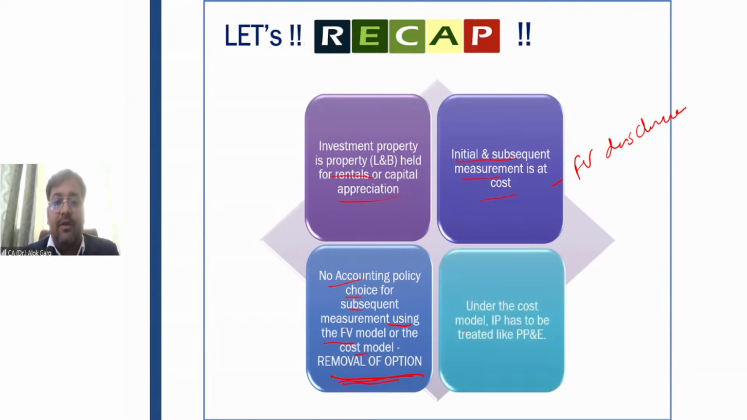And under the cost model, IP has to be treated like a PP, means the same formula needs to be applied: cost minus accumulated depreciation minus accumulated impairment losses. So it is to be treated like PP only for the sake of formula. It is not a PP, only for the sake of calculations, right? The cost model is the same cost model which is there in Ind AS 16.